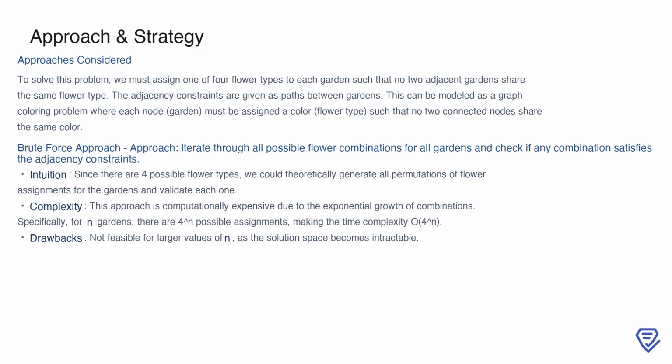One approach we could consider is brute force. Here, we would generate all possible combinations of flower assignments for the gardens and verify which, if any, satisfy the adjacency rules. While this approach is conceptually simple, it quickly becomes computationally impractical. With 4 possible flower types and n gardens, there are 4 to the power of n possible combinations to evaluate. This exponential growth in complexity makes the brute force approach infeasible, especially as the number of gardens increases. It's clear that we need a more efficient strategy to solve this problem effectively.